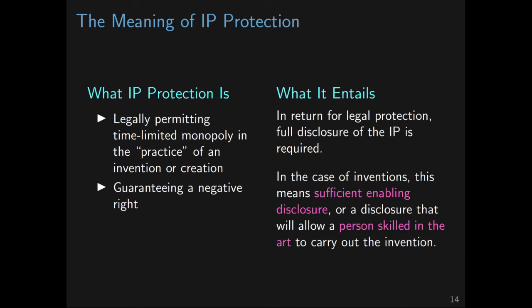So, in the case of inventions in particular, this means providing enabling disclosure, sufficient enabling disclosure. And what this means is you provide enough detail so that a person who is skilled in the same field as the invention can actually reproduce the invention for inspection, or as it is said in the patent law, to carry out the invention.